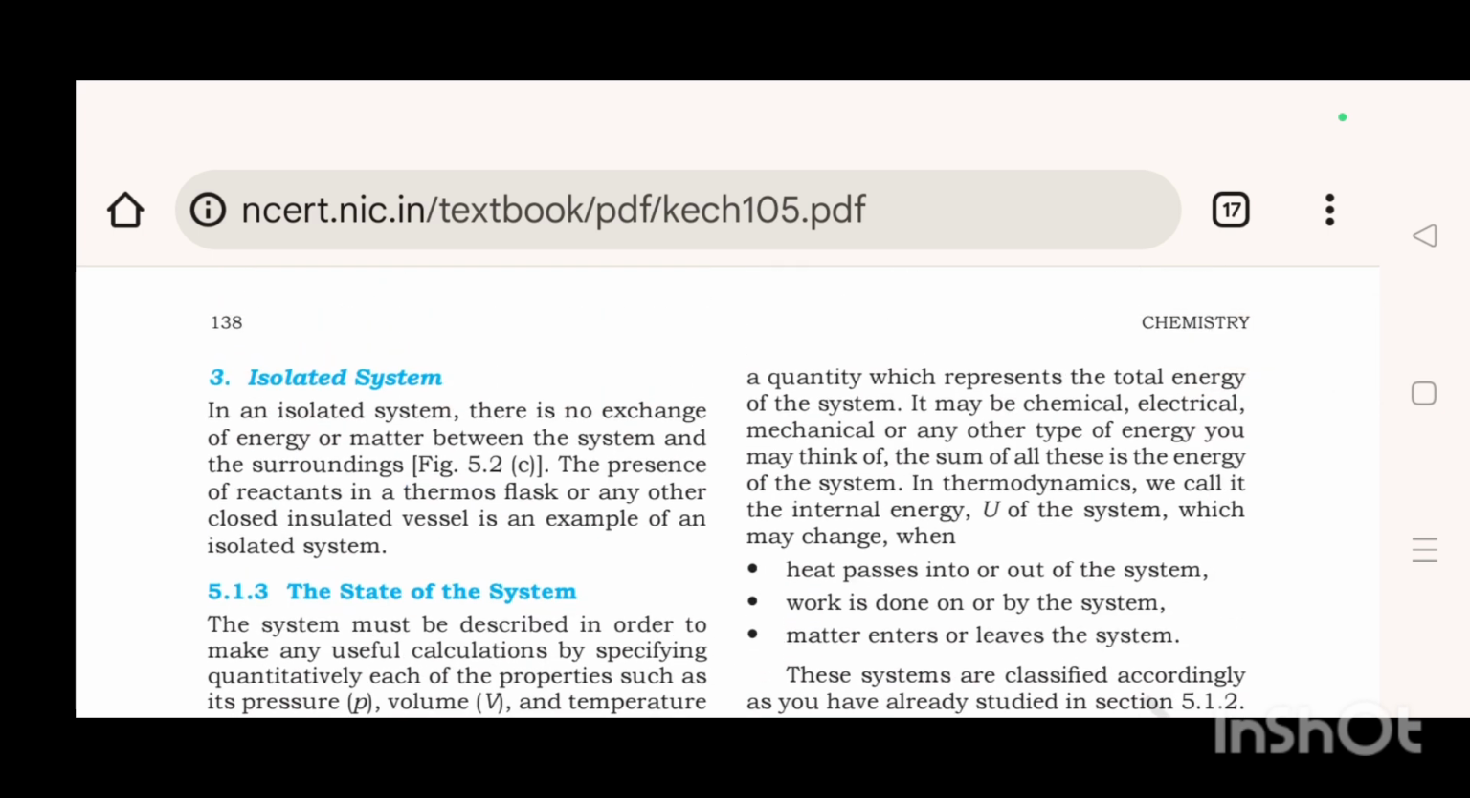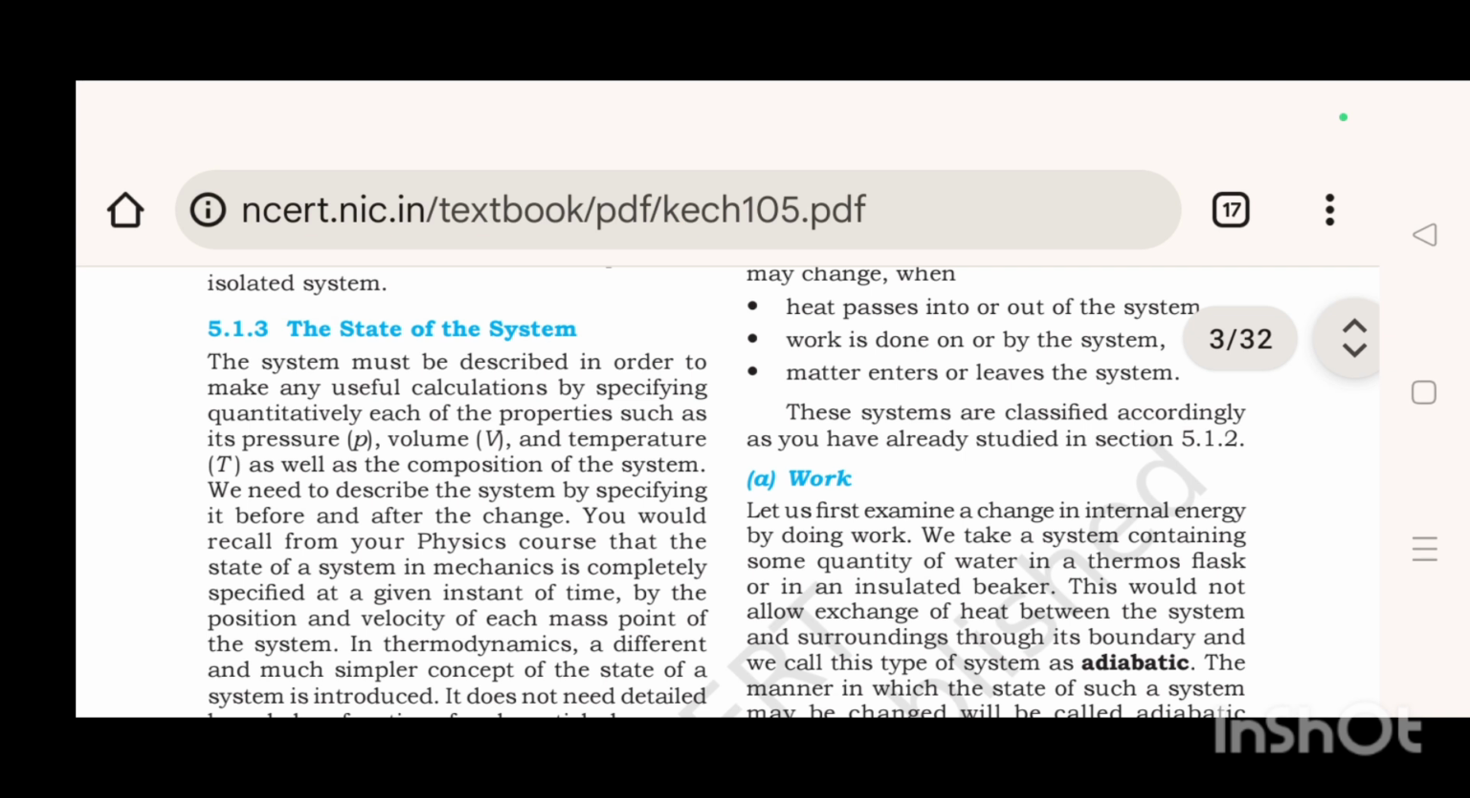In thermodynamics, we call the internal energy U of the system, which may change when heat passes into or out of the system, work is done on or by the system, or matter enters or leaves the system. The systems are classified accordingly.